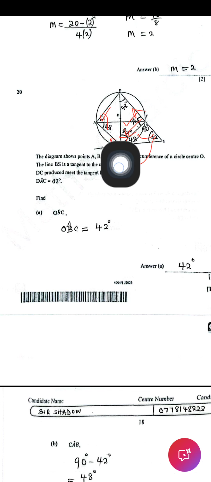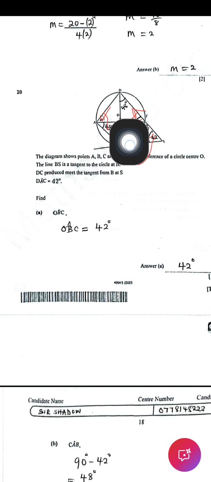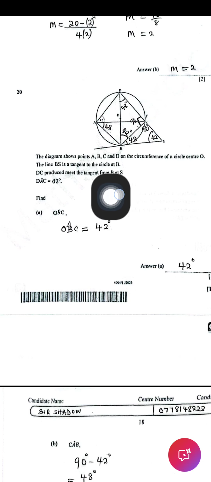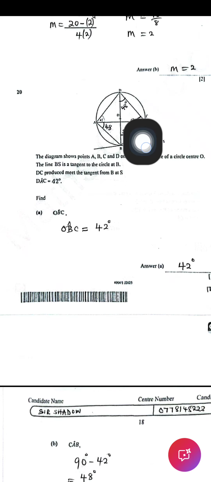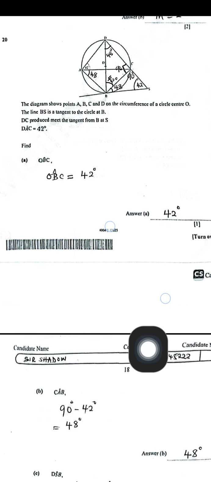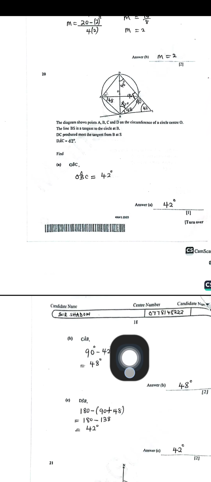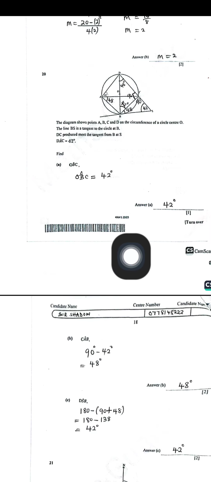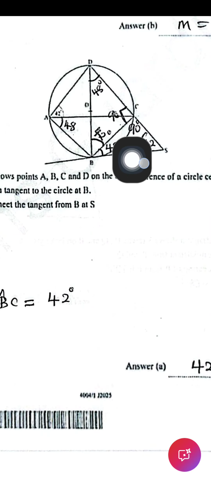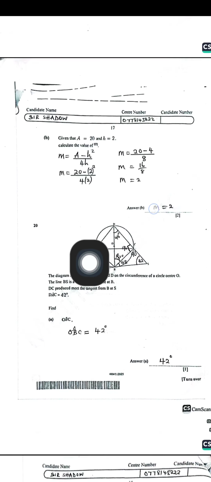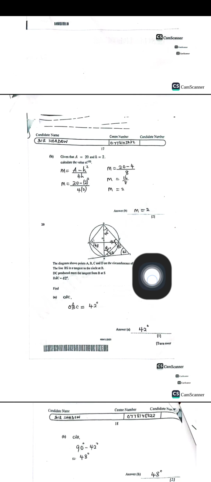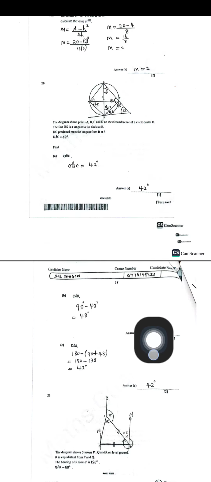So let me complete the question. OBC, where O is right here, B is right here, OBC is 42 degrees. Then CAB is 48 degrees. Let's put 48 degrees right here for CAB.